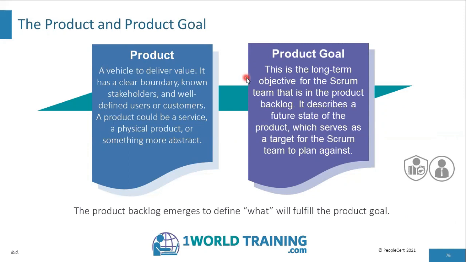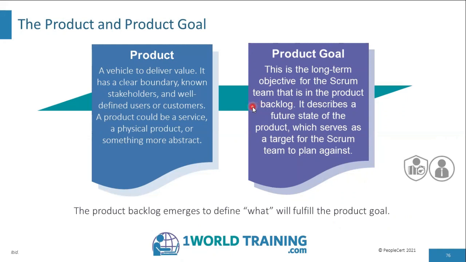The product goal. This is the long-term objective for the Scrum team that is in the product backlog. While the product backlog includes the product backlog items such as epics and user stories, it also includes the product goal. It describes a future state of the product which serves as a target for the Scrum team to plan against. The product backlog emerges to define what will fulfill the product goal, which means while there is a product goal, the product backlog is emerging, which means it is subject to change until the product goal is fulfilled.